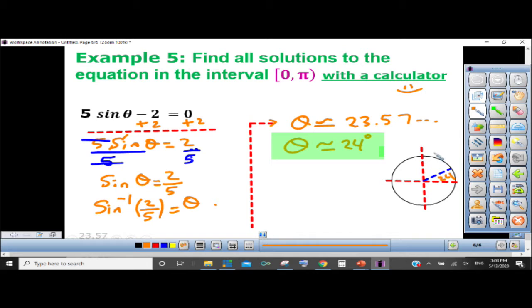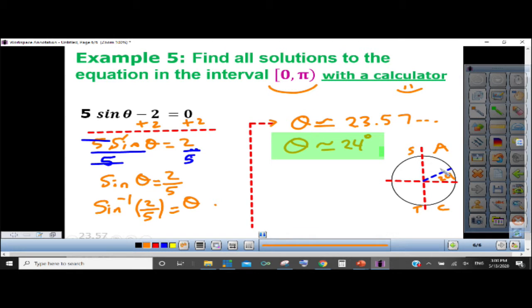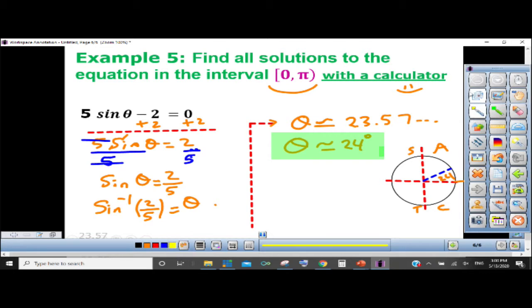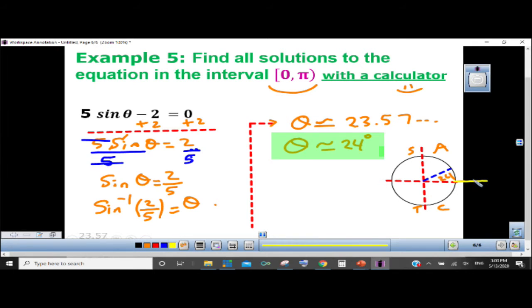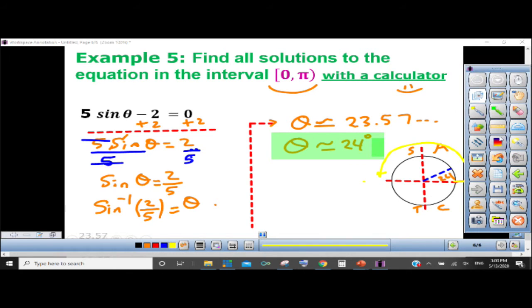Now my question is, this is All Students Take Calculus. Remember, your limit is from 0 to pi. From 0, I have all the way to here. My options are from this side all the way to here. I have options for the sine that is positive. So apparently there's another angle, correct? There has to be another one, because in All Students Take Calculus, sine is positive here. So there is another one.